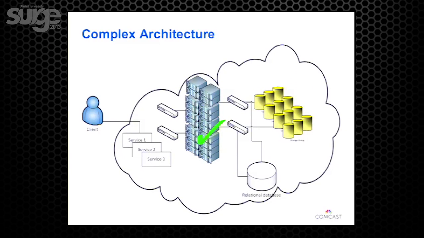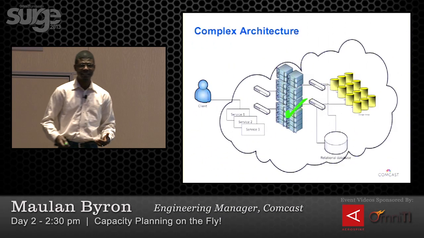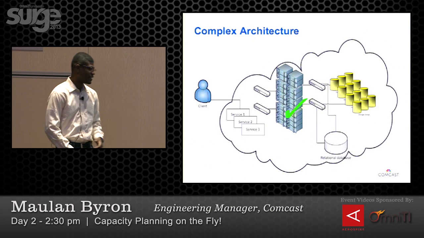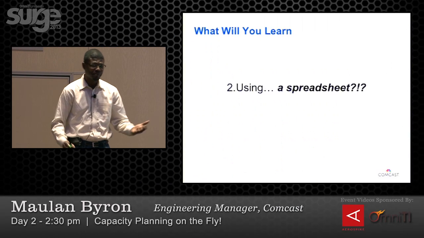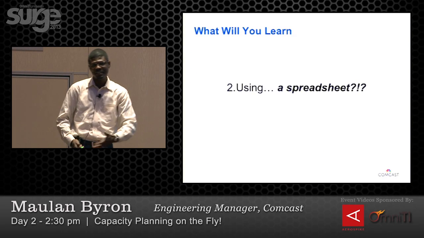And what you're going to learn here is an approach for how you can do this, and you don't need a PhD in math to be able to do it. So that's the idea here, an agile approach. All right, so what are you going to learn? How to do capacity planning at an agile pace, using a spreadsheet. What a novel thought, right? Simple spreadsheet. Most of you have this on your laptop already. You don't need anything expensive. Plain old Excel or OpenOffice or anything like that.